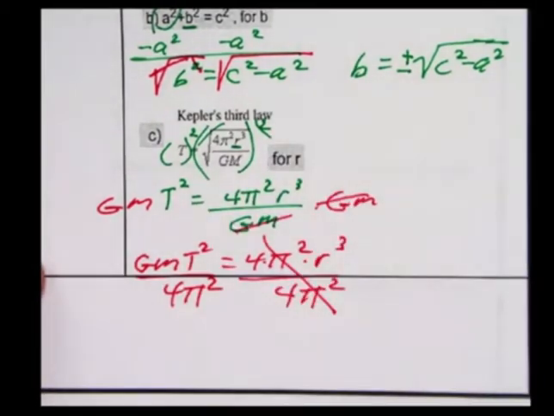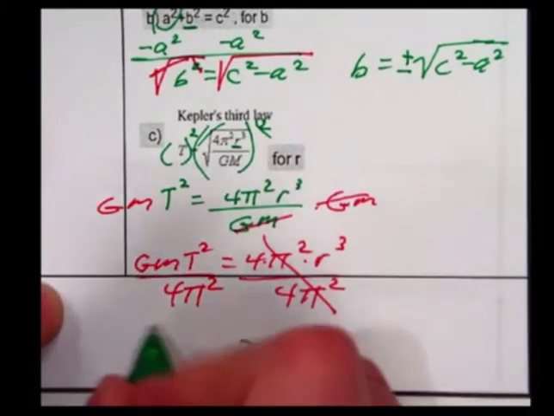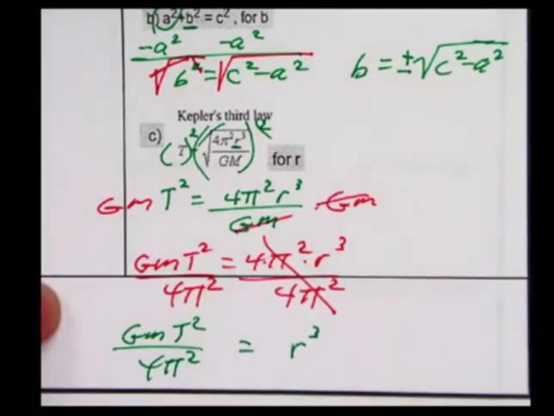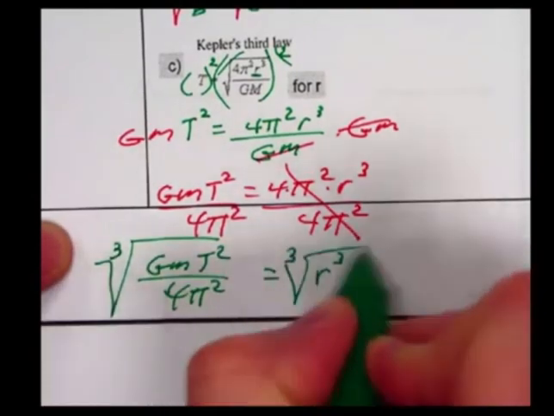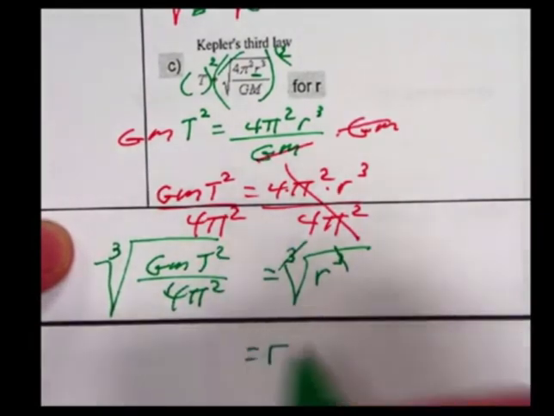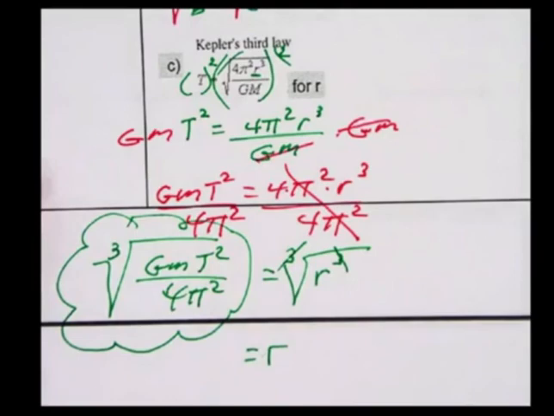To get rid of r to the third, my last move is going to be to take the cube root. So I'm sitting here right now at this point: gmt squared over 4 pi squared, just like that, and it's equal to r to the third. So my last move then is going to be to take the third root of both sides, and the third root and the 3 cancel, and that's what r equals. r equals all of this stuff right there.